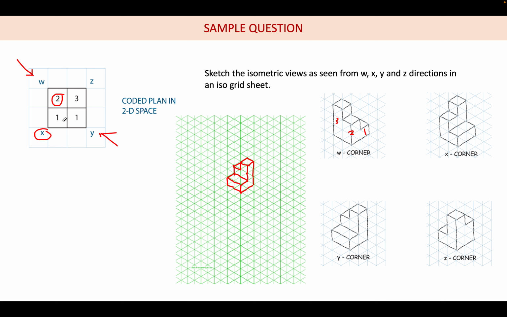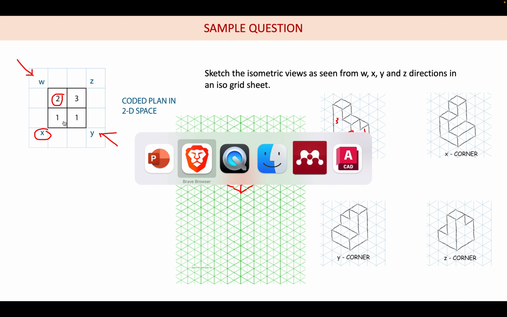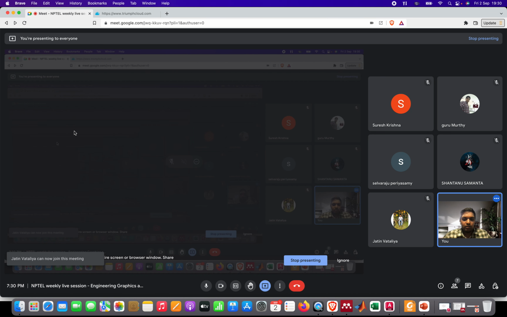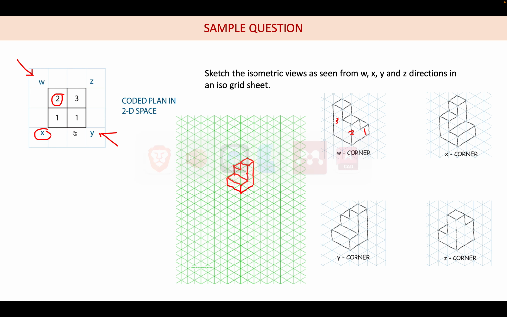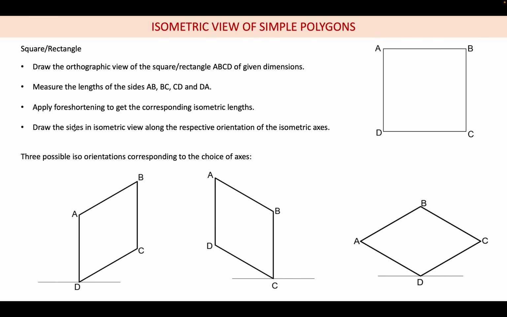So I just illustrated how to draw a simple isometric object using coded plan. So is there any doubt in this? So I hope there is no doubt. Okay, so I will go to the next one. So now simple polygons we are going to try. As I already illustrated the square or rectangle, again I will mention it here.